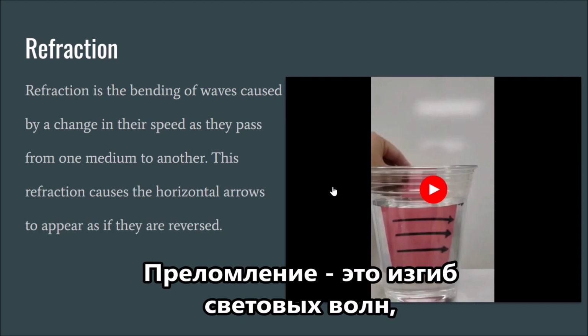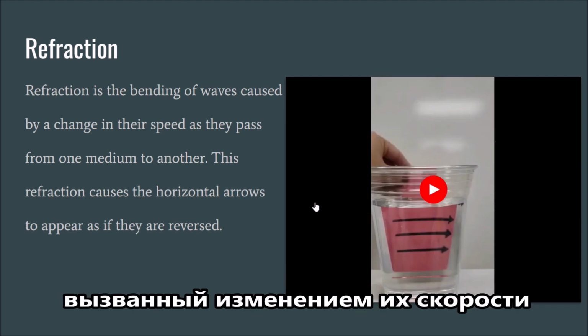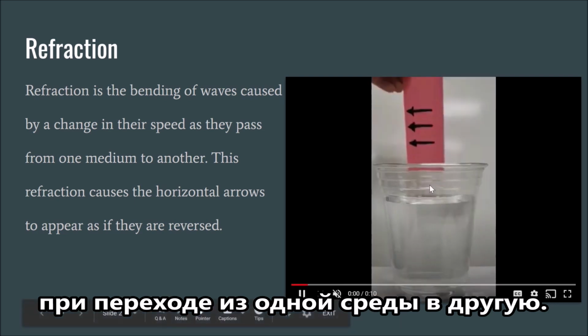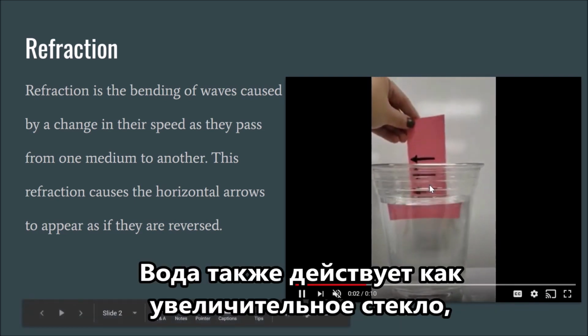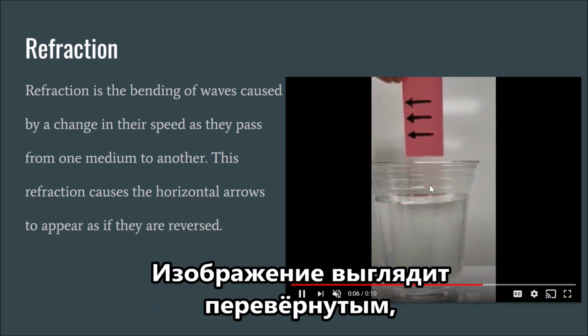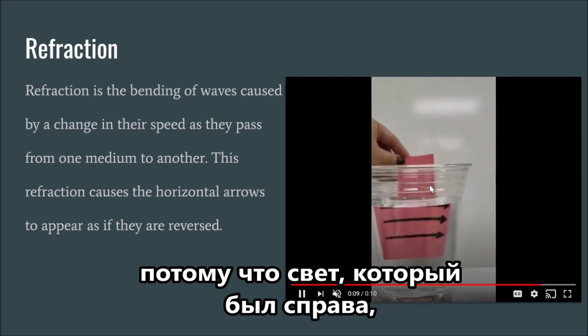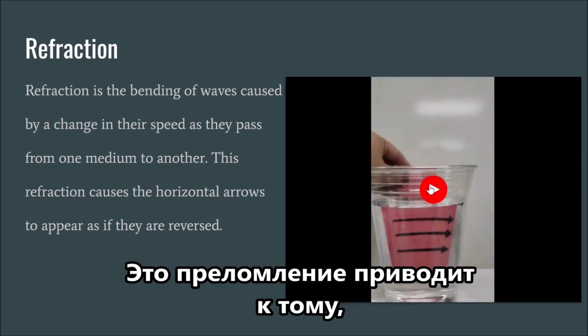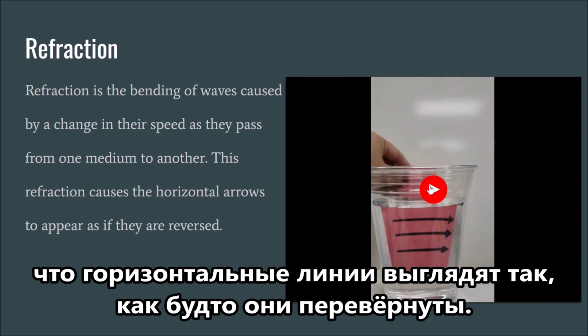Refraction is the bending of light waves caused by a change in their speed as they pass from one medium to another. The water also acts as a magnifying glass, which bends light towards the center. The image looks reversed because the light that was on the right is now on the left. This refraction causes the horizontal lines to appear as if they've been reversed.